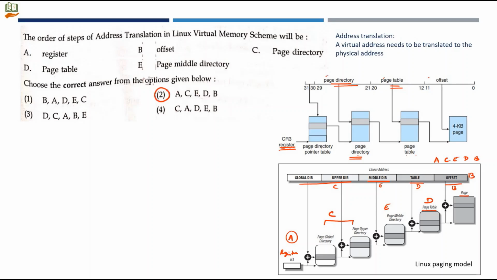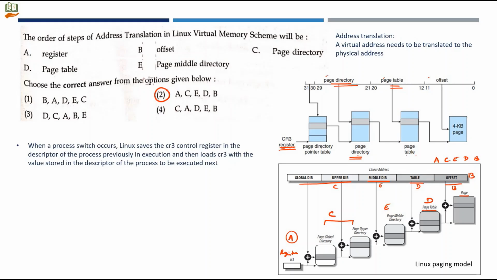Now let's see a word about all these terms. When a process switch occurs, Linux saves the CR3 control register in the descriptor of the process previously in execution and then loads CR3 with the value stored in the descriptor of the process to be executed next. It will store the value in the previous process descriptor and then load the same register with the value stored in the next process descriptor. So previously there is a process here, there is CR3 and this is the next process. So this will save the content and then move to the next one. When you move, you have to automatically load it. This is why we see load here and we see save here.